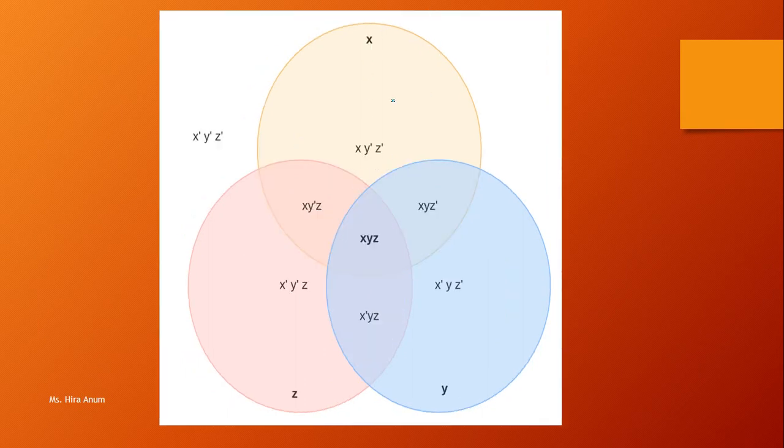You have a similar pattern for X, Y, Z. Here you have X complement Y, Z. Here we have Y, X complement Y complement Z. Here we have X, Z, Y complement. Similarly, the complement means absence of that thing.